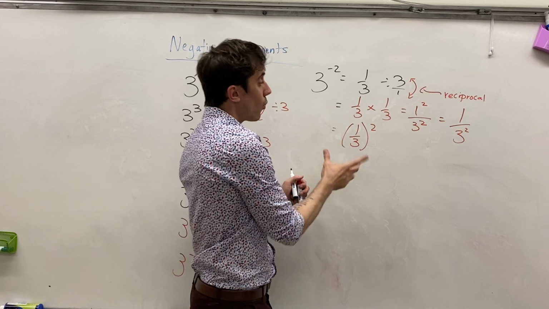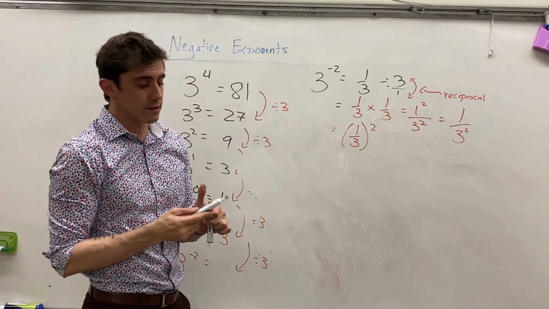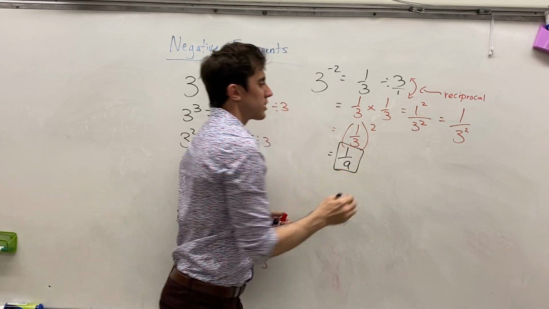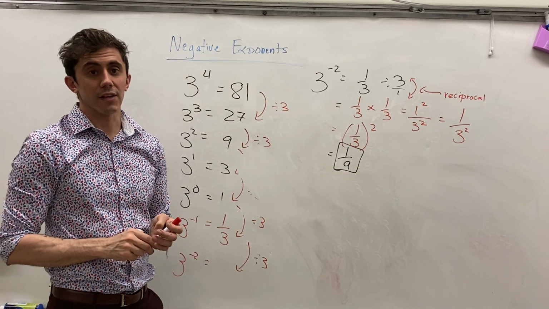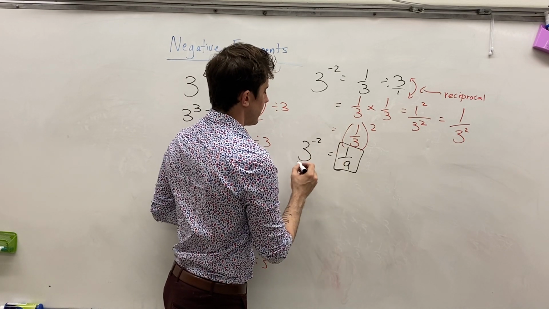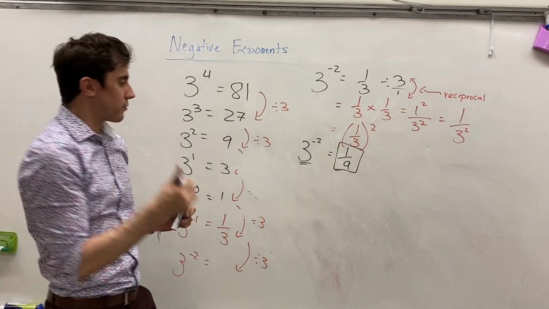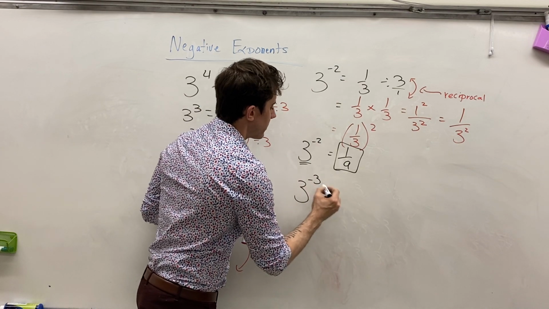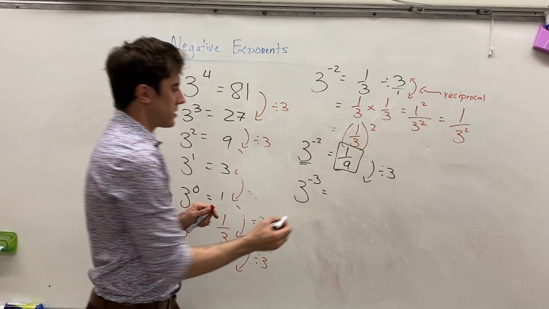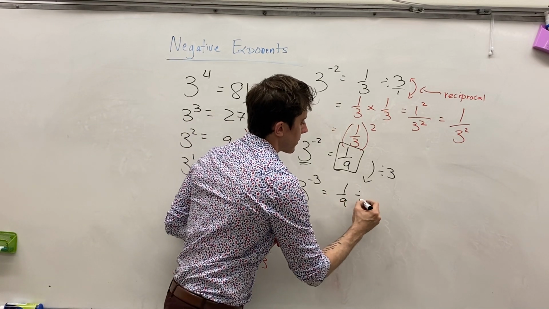And 1 over 3 squared, or if you'd rather write it as 1/3 squared, we're going to get a value of 1 over 9, whichever way we decide to evaluate. Okay? So now we have 3 to the power of negative 2 is 1 over 9. If we want to go one step further, 3 to the power of negative 3, well, it should follow that our value decreases again by a factor of 3. Okay? So we get 1/9 divided by 3.